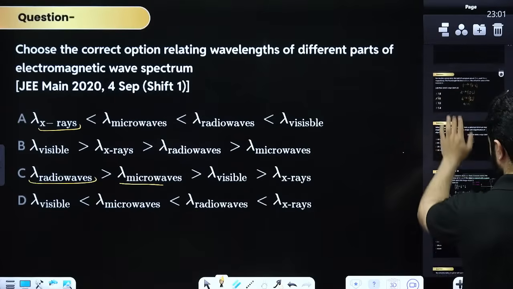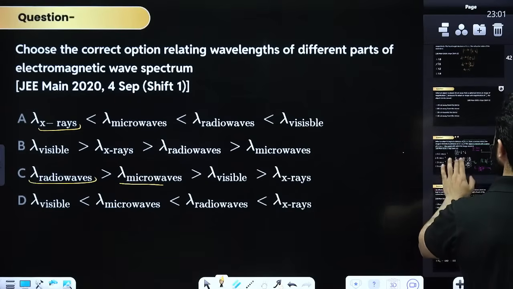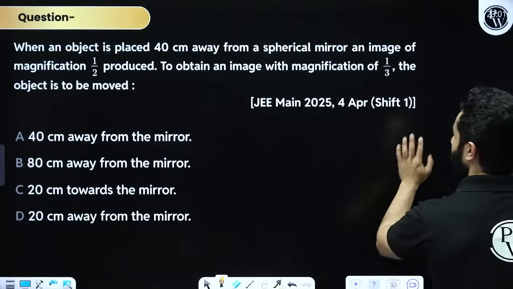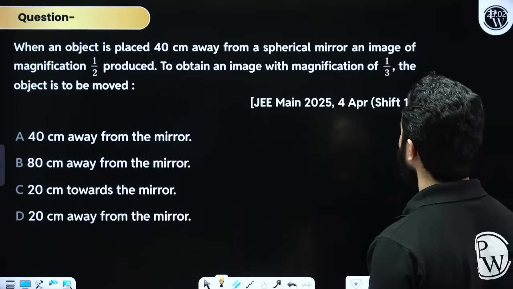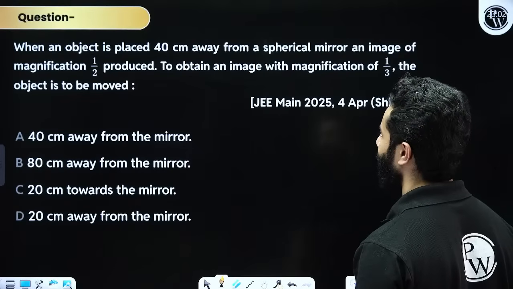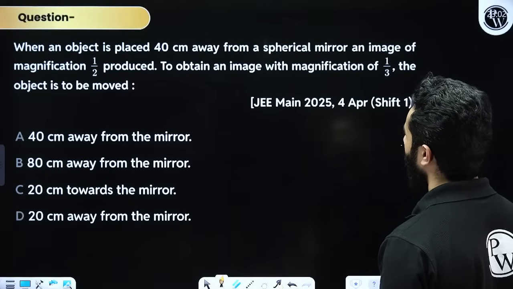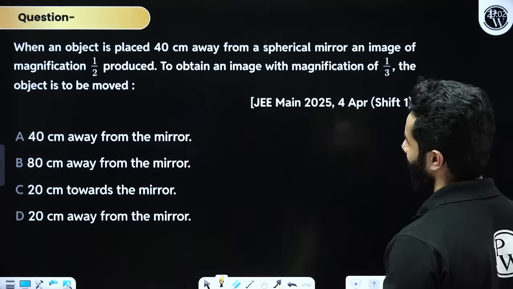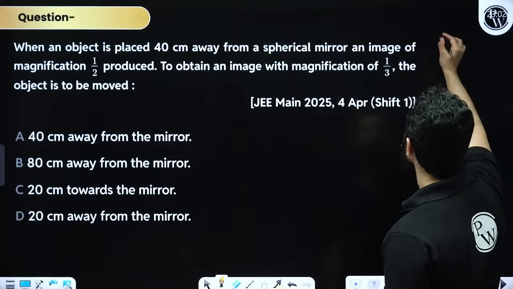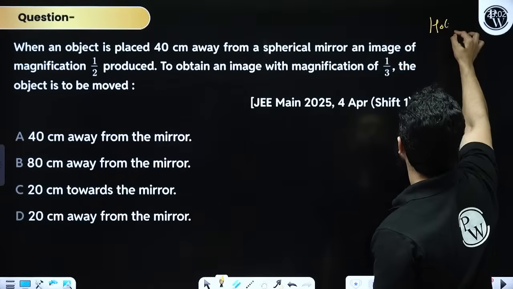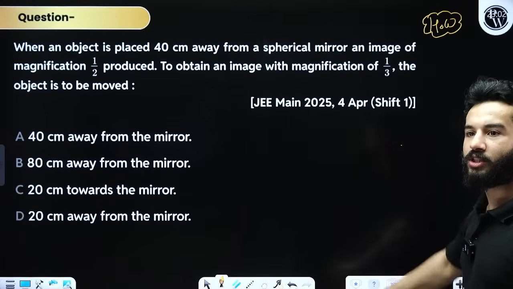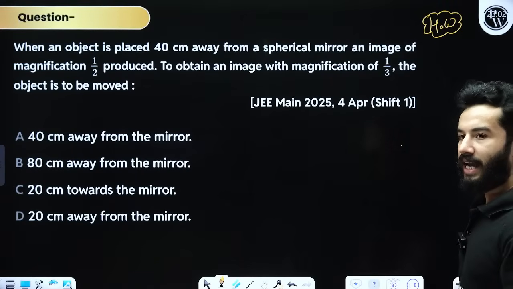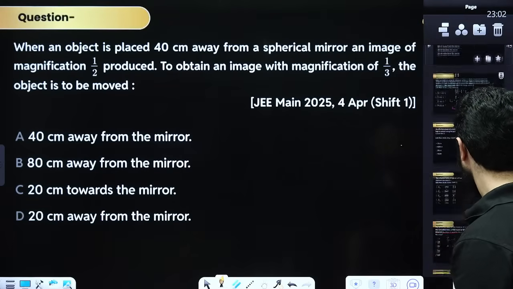Then what about this one? When an object is placed 40 centimeter from a spherical mirror, an image of magnification 1/2 is produced. To obtain an image of magnification 1/3, this is also a nice problem, but I think you guys can do this question. We have solved multiple optics questions in today's class, so this will be done. Clear? Any more doubt from that thermodynamics question?